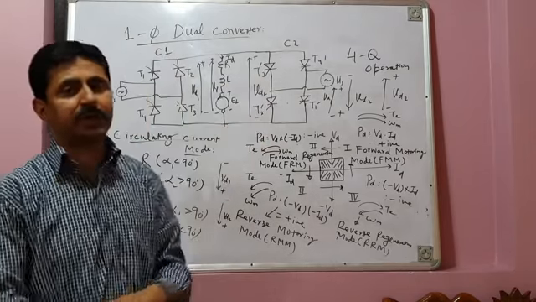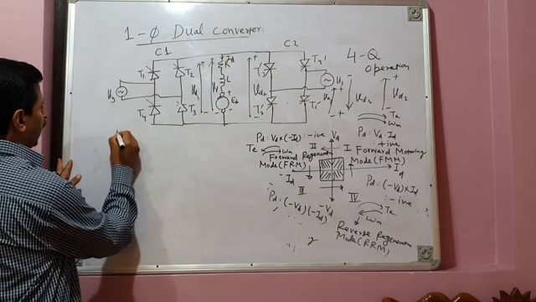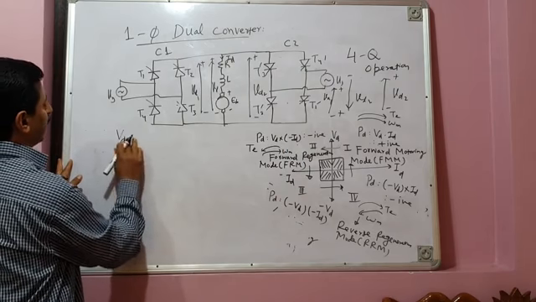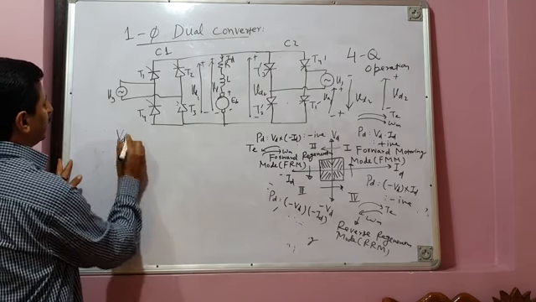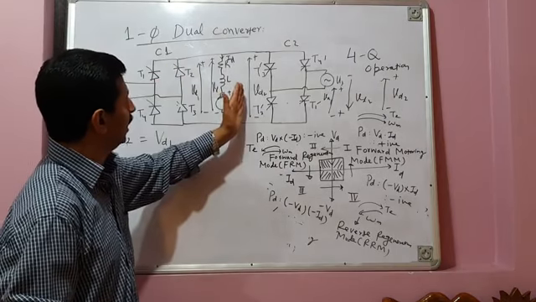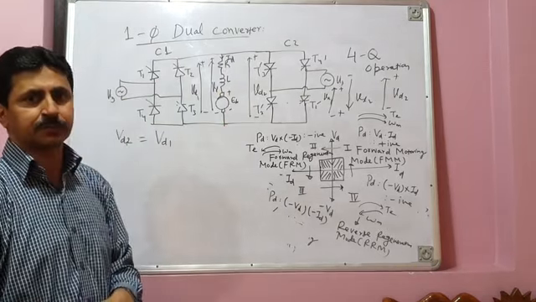And what about firing or delay angles? See, the average output voltage of converter 1 should be equal to the average output voltage of converter 2. So VD1 should be equal to VD2, which is equal to the load voltage VT. If the two voltages are not the same, then again a large circulating current between the two converters will flow and both the converters will get damaged. So average output voltage VD1 should be equal to average output voltage VD2. In fact, I should write it like this: VD1 should be equal to minus VD2.